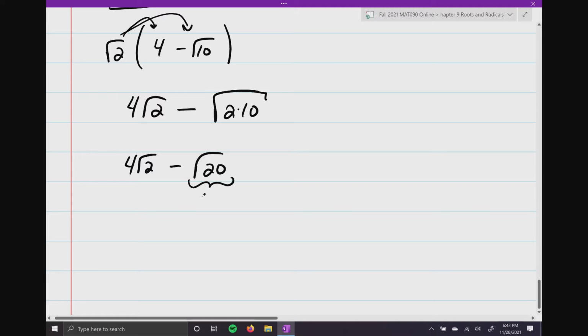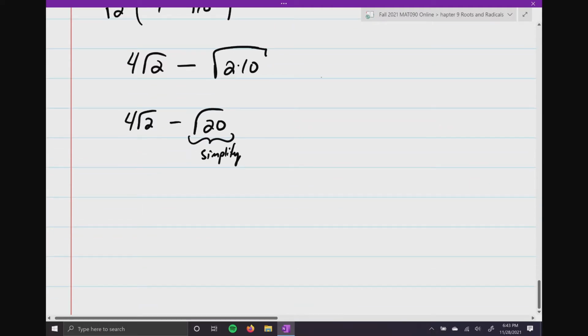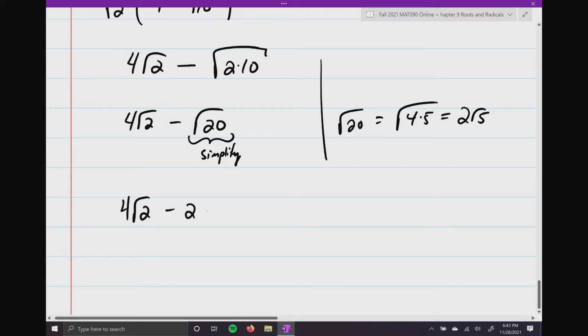And we can simplify the square root of 20. So off to the right-hand side, square root of 20 equals the square root of 4 times 5, which is 2 square roots of 5. So 4 square root of 2 minus 2 square root of 5. Okay? Let me do another one like that.